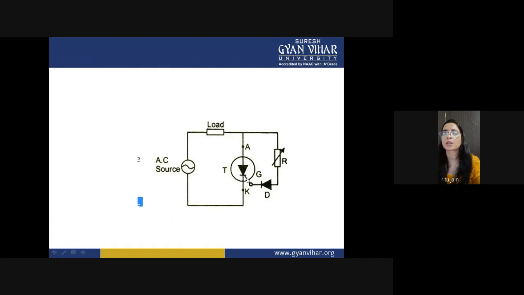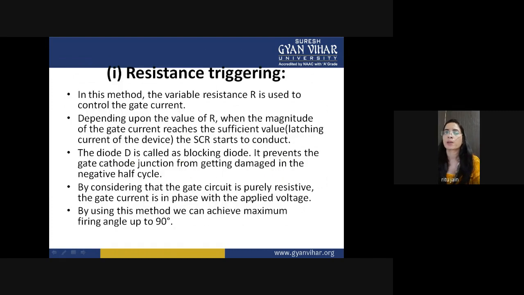So resistance and diode is connecting to the gate terminal. This is the anode terminal of your SCR, and this is your cathode terminal of SCR. In this method, the variable resistance R is used to control the gate current, and it is depending upon the value of R.